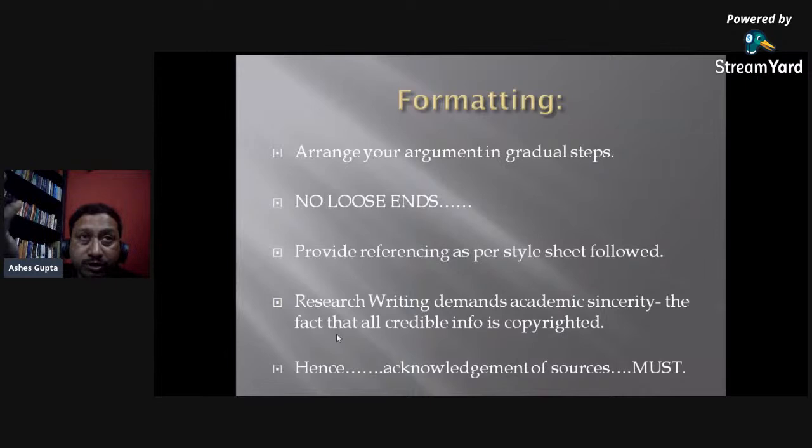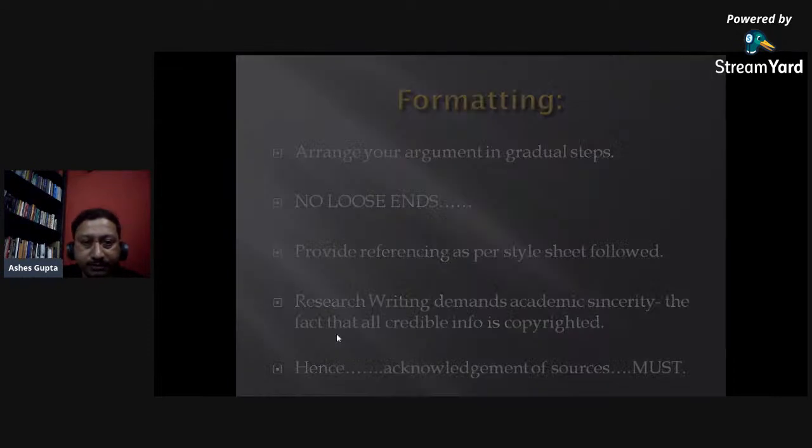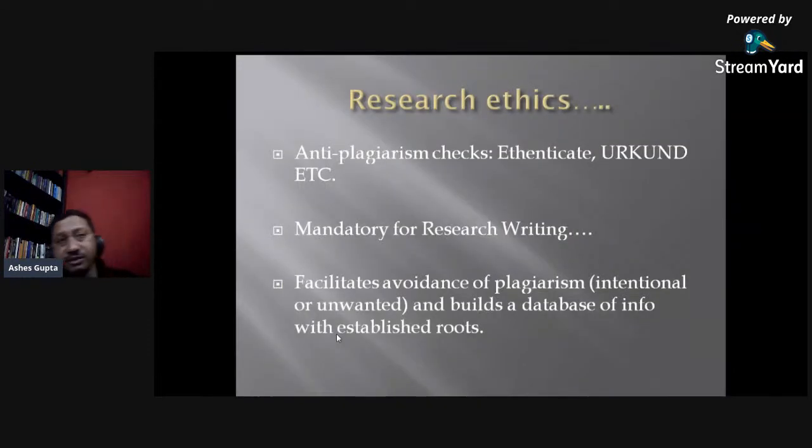And I'm coming to what is plagiarism and anti-plagiarism in research writing in my next slide. And hence, acknowledgement of sources is a must, and must with caps and bold. It's a must. You cannot avoid that. Research ethics. This is very important. This follows from what I have said earlier.